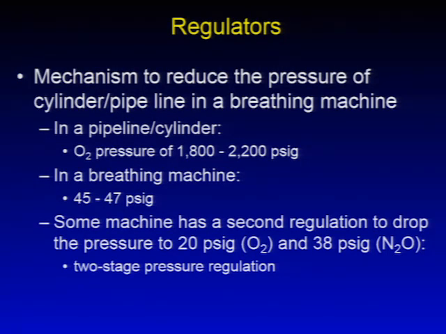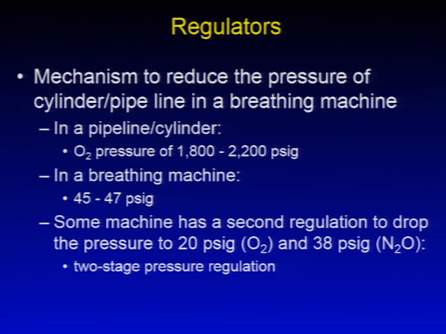Regulators. A regulator is a mechanism to reduce the pressure of the cylinder or pipeline in a breathing machine in order to protect the patient from barotrauma. In a pipeline or cylinder, oxygen pressure is 1,800 psig to 2,200 psig. It's too high. Therefore, as a safety measure, the first regulator reduces the oxygen pressure to 45 to 47 psig.